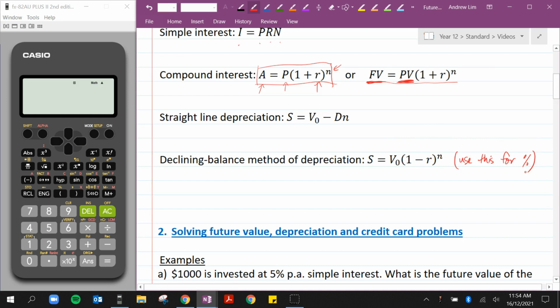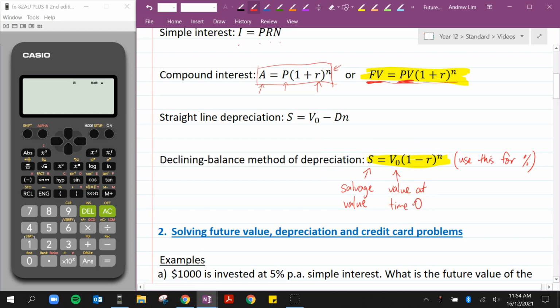So you'll notice that this is very similar to this. Okay, we're just using different letters, and instead of plus, it's a minus because it's going down in value. But make sure you know how to use each of these formulas. So S stands for salvage value, which technically means future value. It's just gone down. V0 means value at time 0.